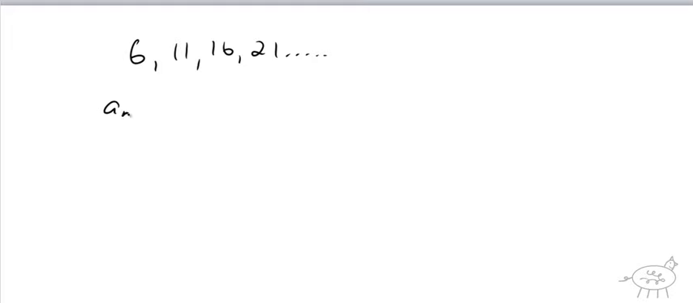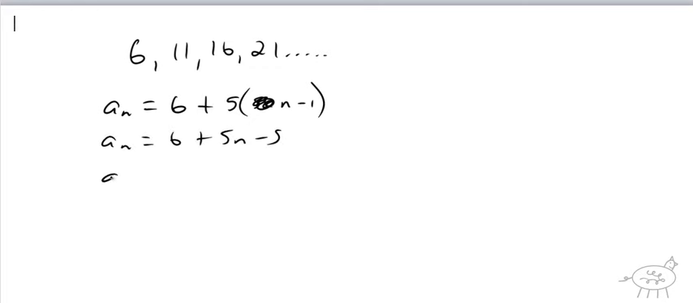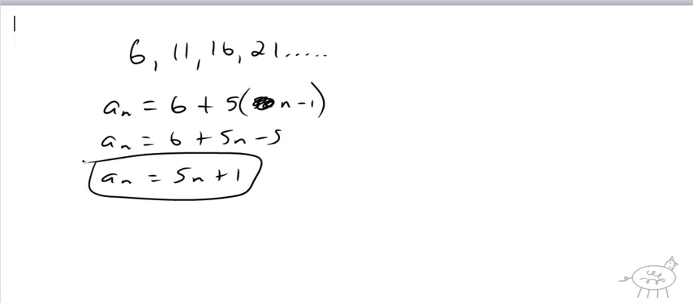So you're going to say a sub n equals a sub 1 plus d, which is 5, times n minus 1. It's actually n minus 1, right? So I have a sub n equals 6 plus 5n minus 5. So a sub n equals 5n plus 1. That's my general term, and that's what I can type in my calculator.